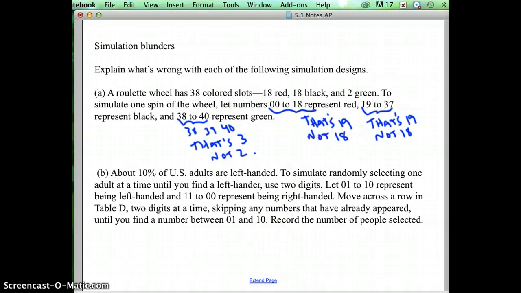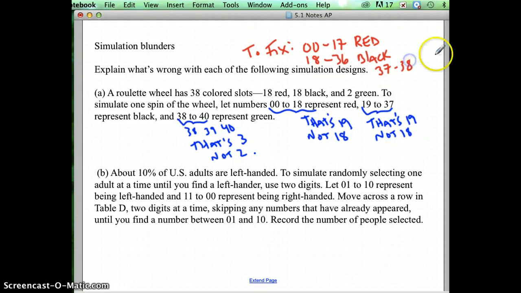If they wanted to fix this up, okay, let's say we fix it up, we could go from 0, 0 to 17. That would represent 18 red. And then we could go from 18 to what? 18, 19, 20, 21, 22, 23, 24, 25, 26, 27, 28, 29, 30, 31, 32, 33, 34, 35, 36. 18 to 36 would be black. And then 37 to 38 would be green.